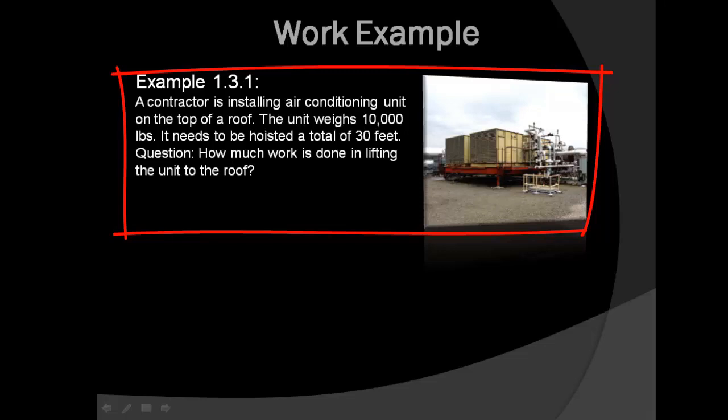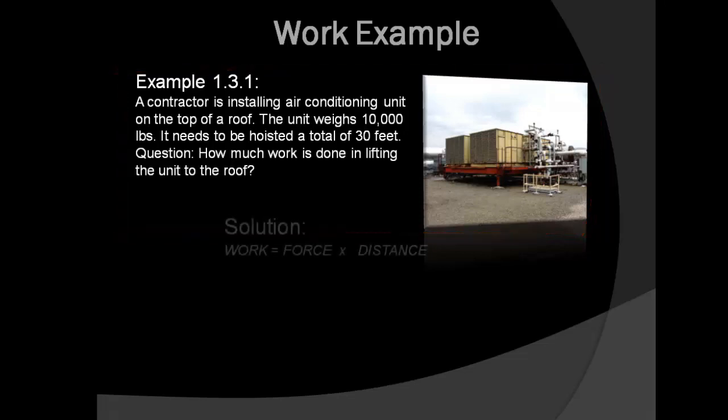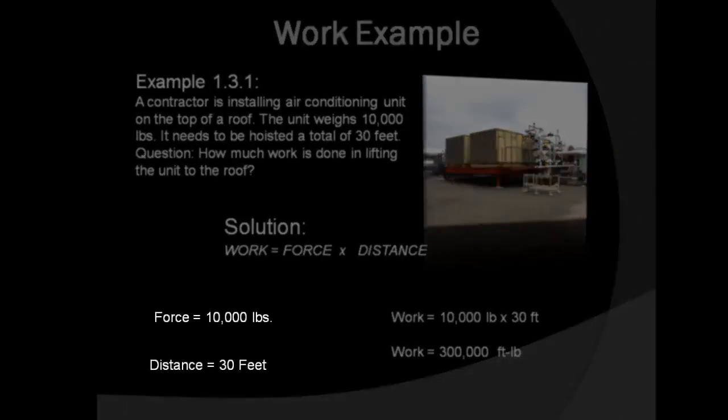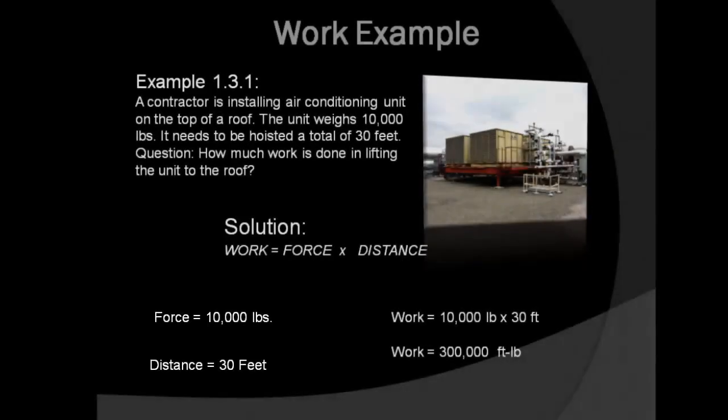To solve, we will use the equation for work, which is work is equal to the force times the distance. The force in this example is the weight of the unit. The distance, of course, is going to be 30 feet. The work then is 10,000 pounds times 30 feet. The work then is 300,000 foot-pound.